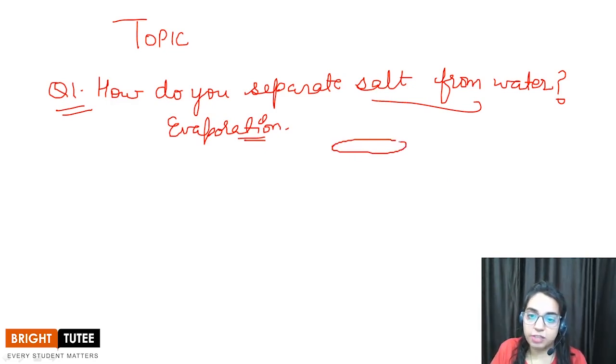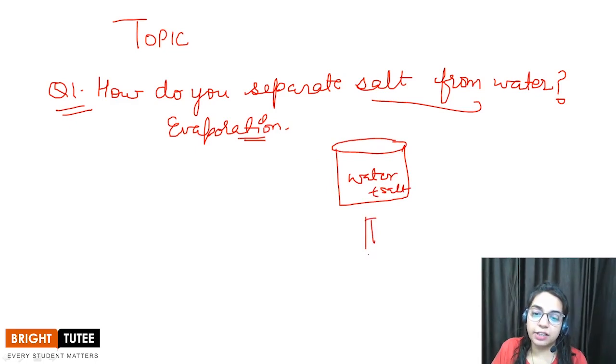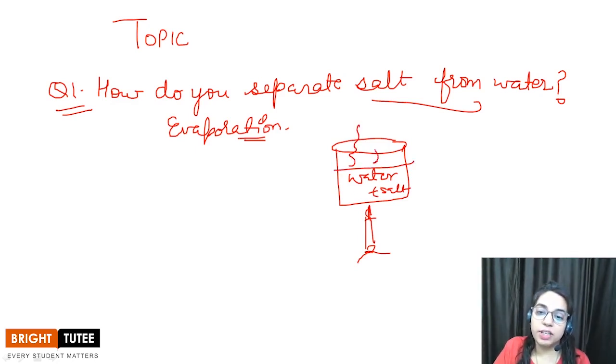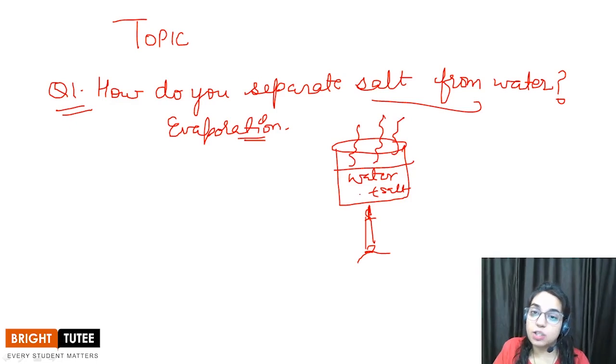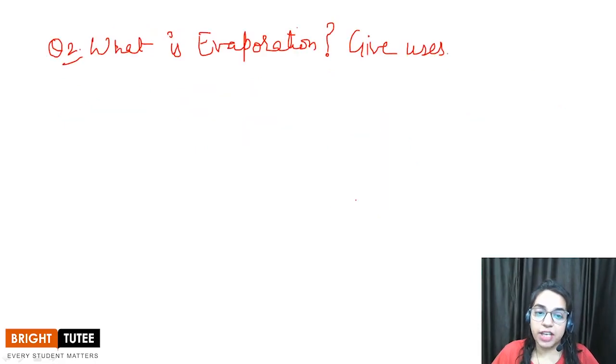So let us now quickly discuss the process which has to be followed, the procedure. Suppose we have this beaker which contains a mixture of water and salt. So what we are going to do is we will start heating it using a Bunsen burner or stove heater, as you wish. You can heat it by any means, and when you heat it, the water will be evaporated, whereas the salt will be left behind in this beaker. So children, this is the process of evaporation through which we can separate the mixture of salt and water.